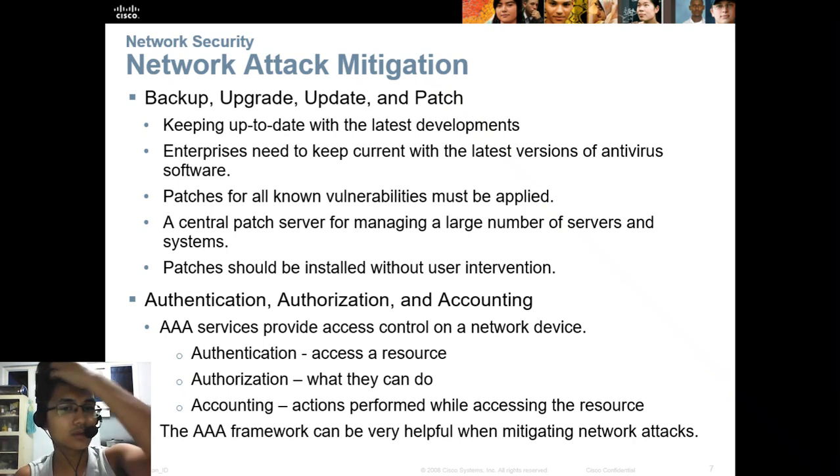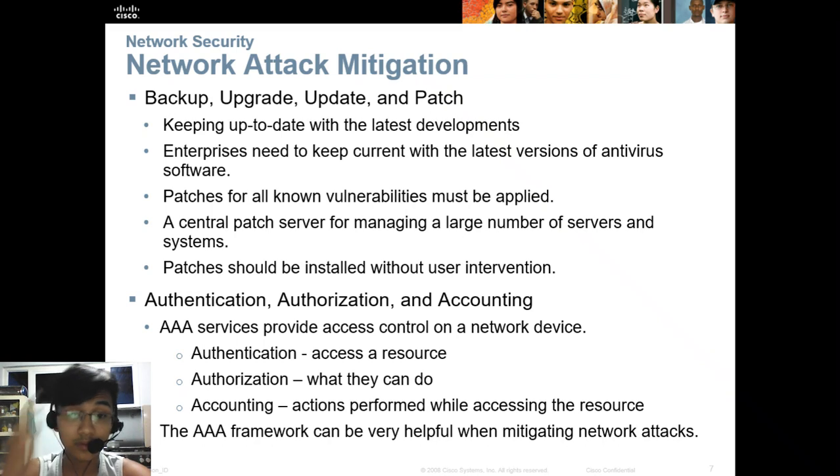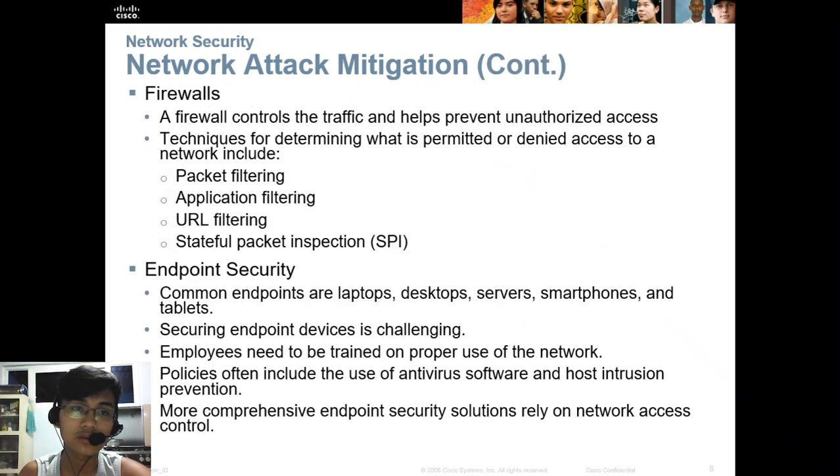Authentication, authorization, and accounting. AAA services provide access control on a network device. Authentication: access a resource. Authorization: what they can do. Accounting: actions performed while accessing the resource. The AAA framework can be very helpful when mitigating network attacks. Firewalls: a firewall controls the traffic and helps prevent unauthorized access.